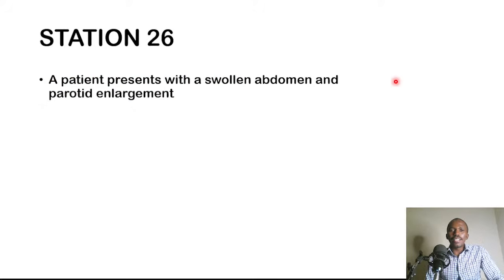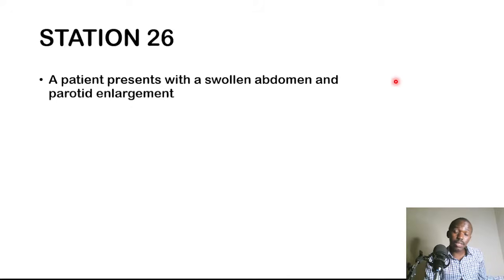So on this, here's another question. A patient presents with a swollen abdomen and parotid enlargements. I presume this is asking us to take a history as well. So same thing. Always think about the diagnosis that they're trying to lead you towards. In this case, this person is trying to lead you towards chronic liver disease, because these are features of chronic liver disease. Parotid enlargement is a feature of chronic liver disease, which is usually associated with some form of malnutrition.